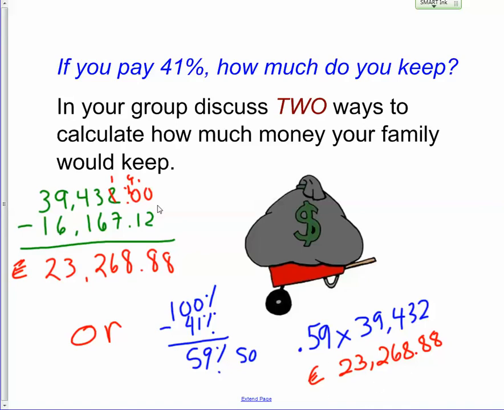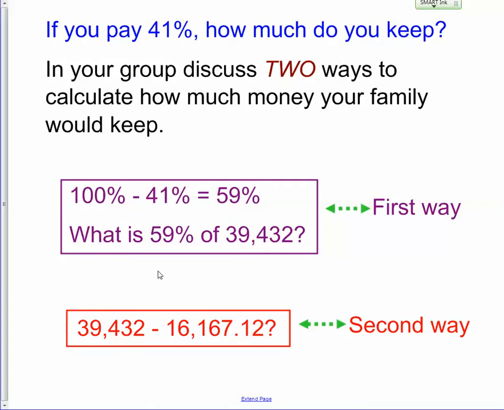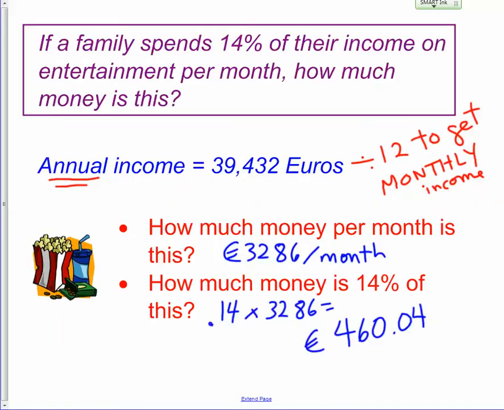Either way, it's a great way to look back. Do it a second method. And if you really wanted to check, if I add the amount of money that I get to keep to the amount of money I have to give to the government, it should add up to my income, 39,432 euros a year. So here are the 2 ways. Subtract your percent from 100 and just multiply 0.59 times your income, or find the 41% and subtract the money from your total income. And they're both equally as good.